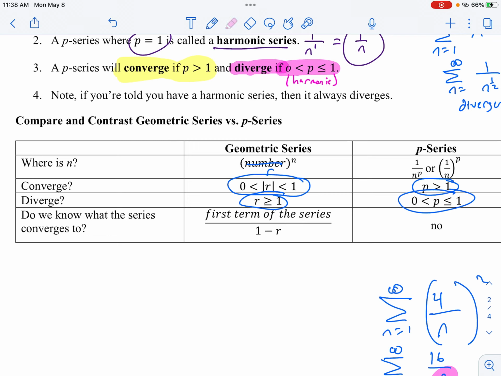Finally, do we know what the series converges to? Well, yes, we can do that on a geometric series only. It's the first term of the series divided by 1 minus r.